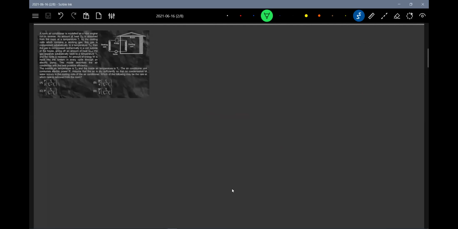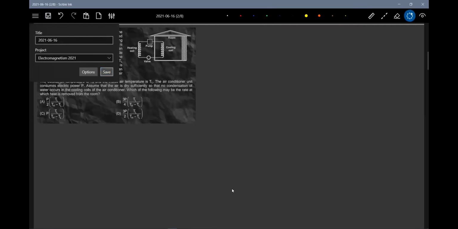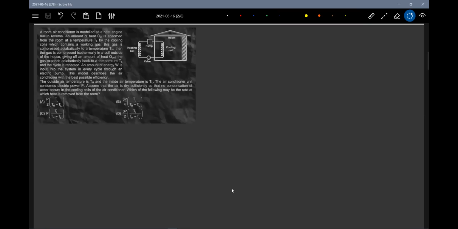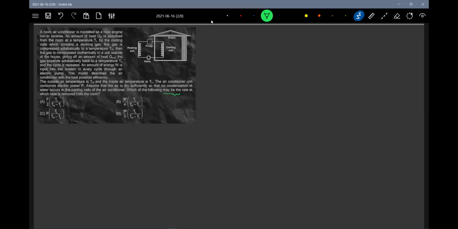I'm testing your memory with this. I brought this question so that you get into the habit of reading. Very simple, but if you read it, it'll be very easy. Okay, this is where we use the formula of a refrigerator.